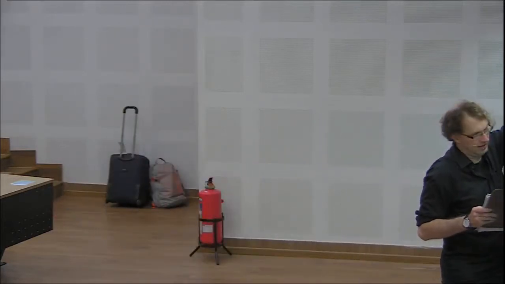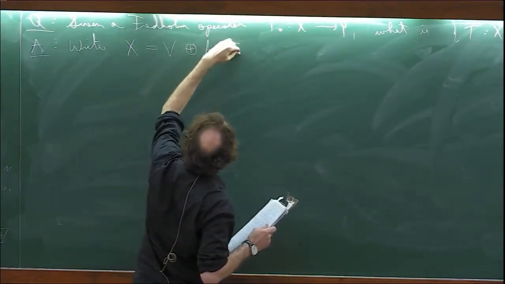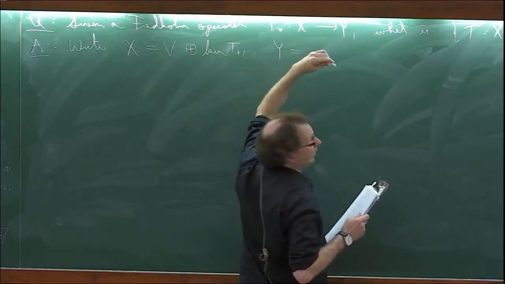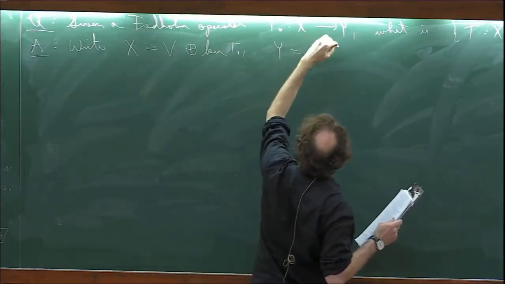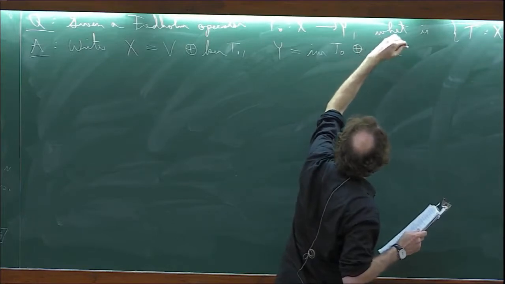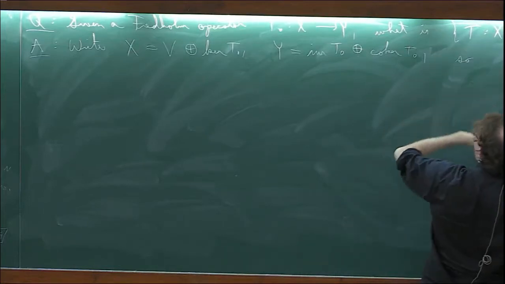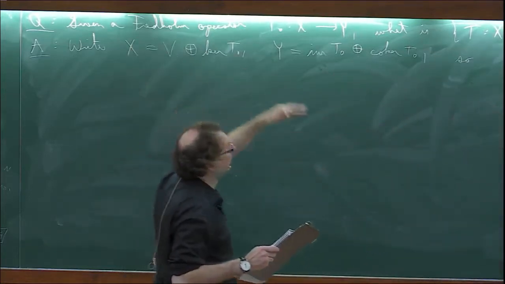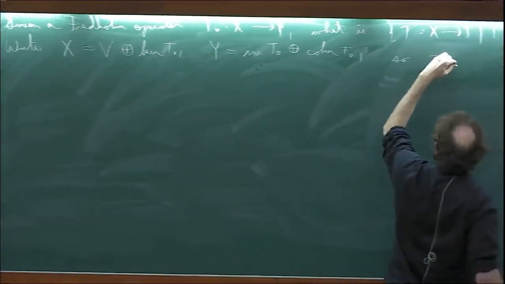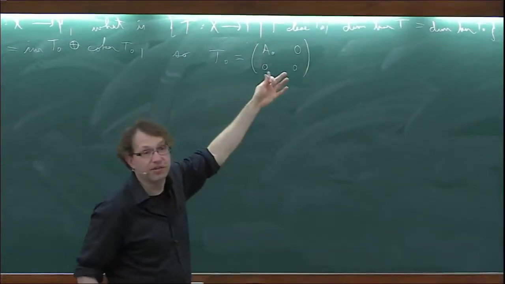The reason is, if I start out by writing X as the direct sum of some closed subspace plus the kernel of T naught, and Y as the direct sum of another closed subspace, namely the image of T naught, plus a finite dimensional space, which I can identify with the co-kernel of T naught, then with respect to these two splittings, I have T naught written in block form as A0, 0, 0, 0, where A0 is an isomorphism.